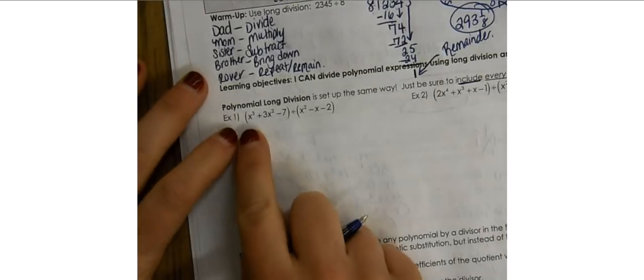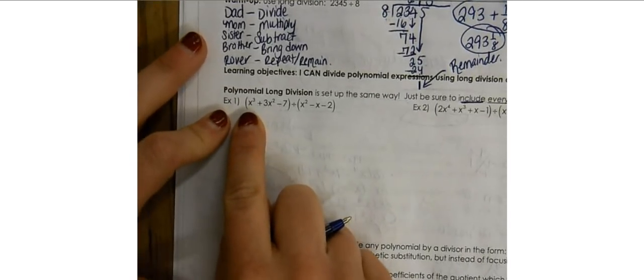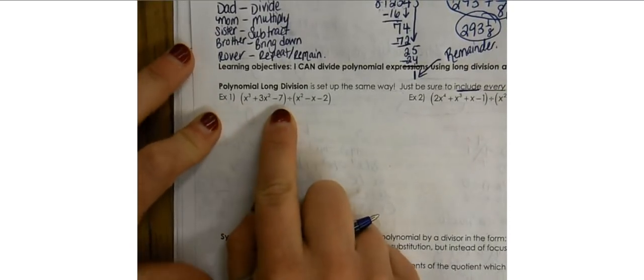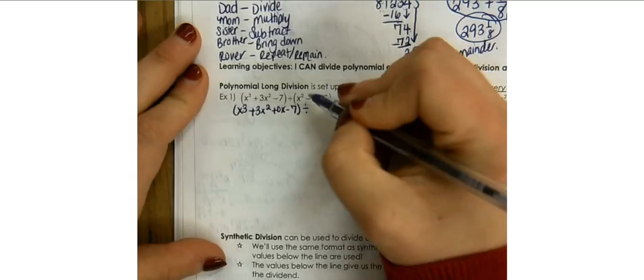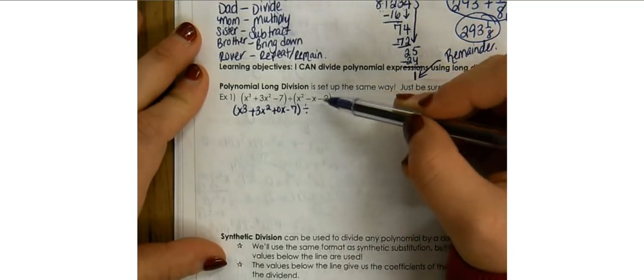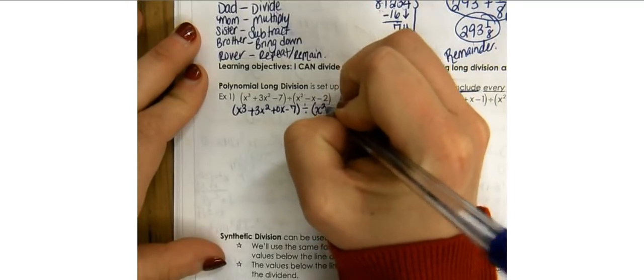So looking at my first polynomial, I have x cubed plus 3x squared minus 7. I am missing the x term because it goes 3, 2, 0. So I'm going to rewrite that as x cubed plus 3x squared plus 0x minus 7. And I'm going to divide that by, well, let's make sure that all of our degrees are represented here. 2, 1, 0. So that's going to be x squared minus x minus 2.